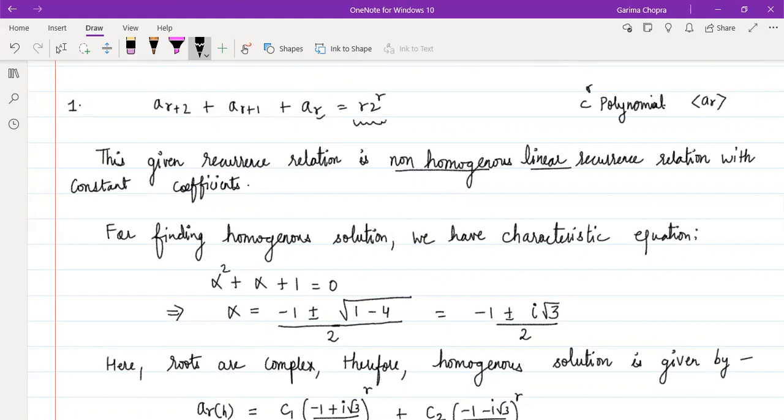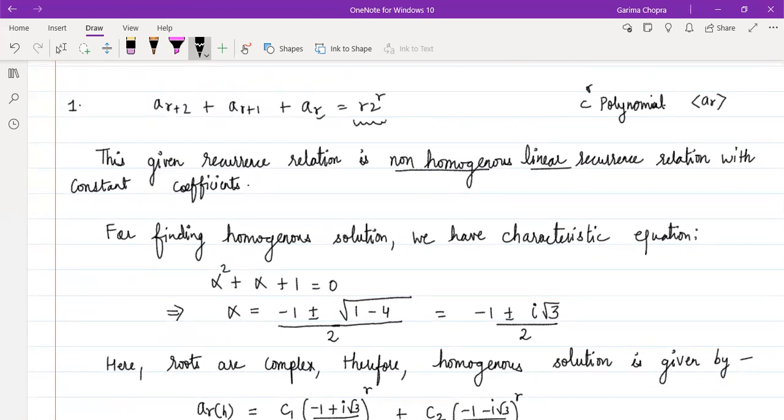Now here c is 2, and if we check the roots of the characteristic equation, this 2 is not a root of the characteristic equation. So what will be the general form for the particular solution? We will take the general form as c raised to power r times some arbitrary polynomial of degree 1, because here the polynomial r is of degree 1.